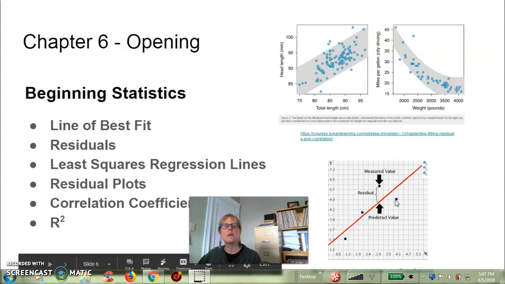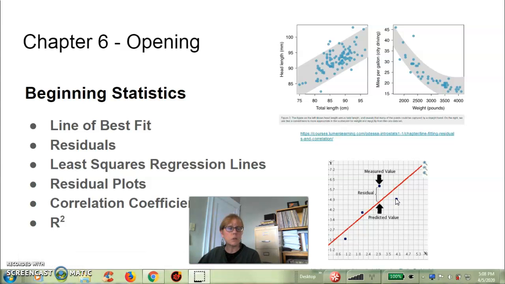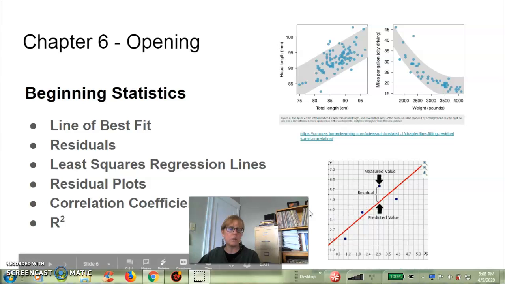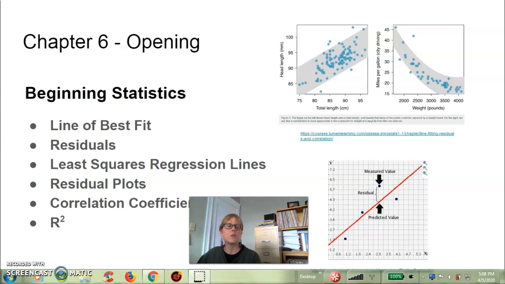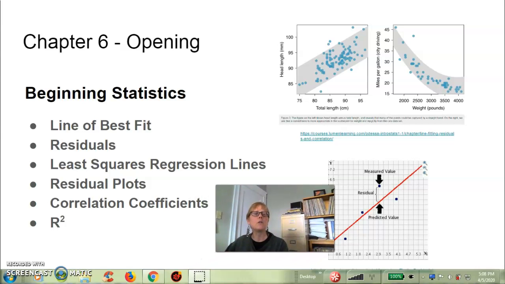And then there are ways that we sort of average them together to see how good the line of best fit is. And we square them when we get to this. I don't want to say much more about that, but we'll be getting to that later. So residuals, how far away is your line from the actual? All right. We'll be talking about least squares regression lines. That is truly finding the line of best fit.